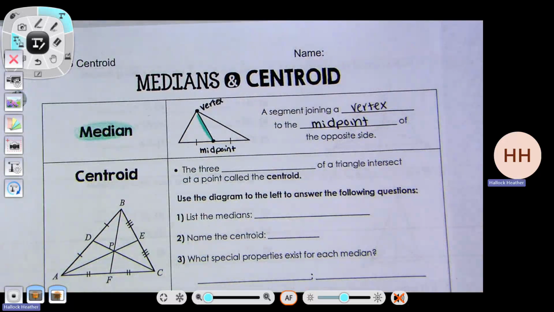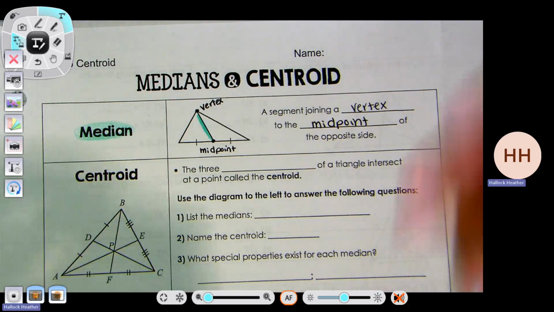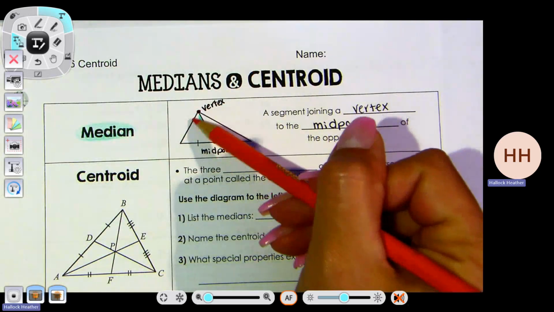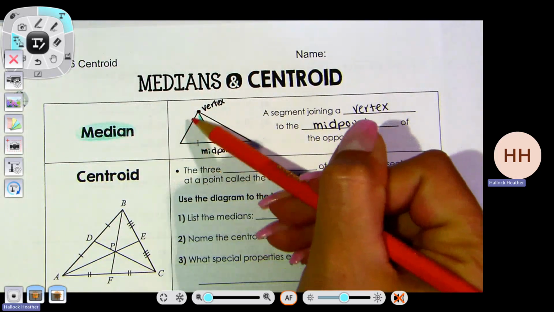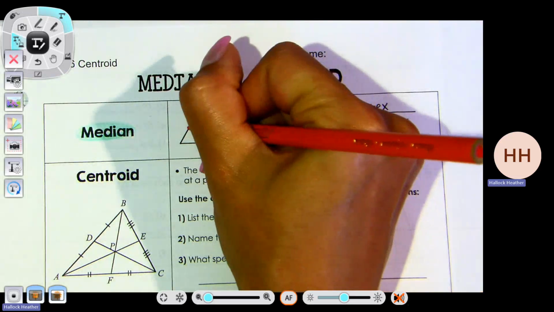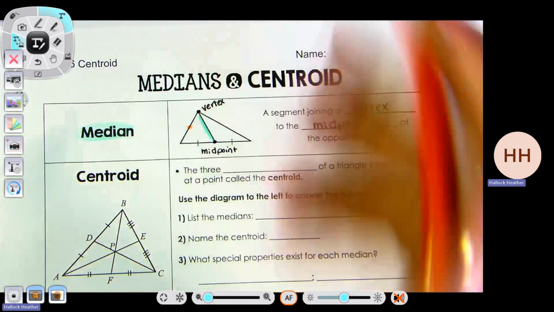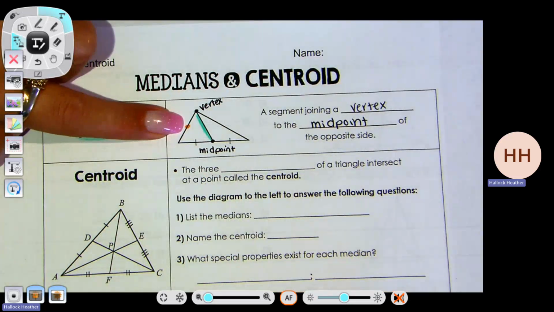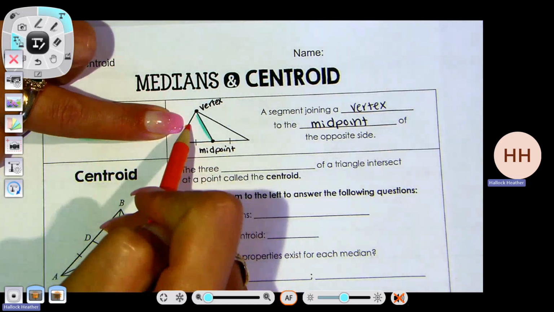So I want you to take a different color and we're going to eyeball this. Obviously, you're not a computer. It's not going to be perfect, but it's okay. So take a different color. We're going to try to find the midpoint of this side. So the midpoint is in the middle. So it looks like it's kind of, I don't know, right there. Okay. So we're going to take this midpoint that we just made and we're going to connect it across to the opposite vertex.